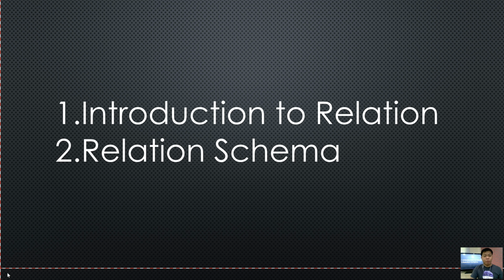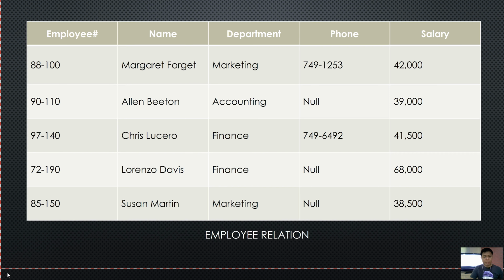Hello everyone, I'm Ramesses and I will be talking about the introduction to relation, and later on I will discuss briefly the relation schema. So before we proceed, let me show you this table of two-dimensional data. Let's call it an employee relation table. This table will help us understand the terms I will be mentioning in this video.